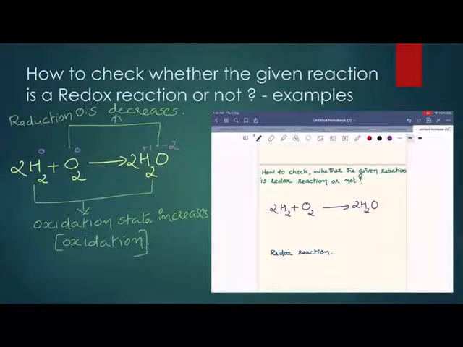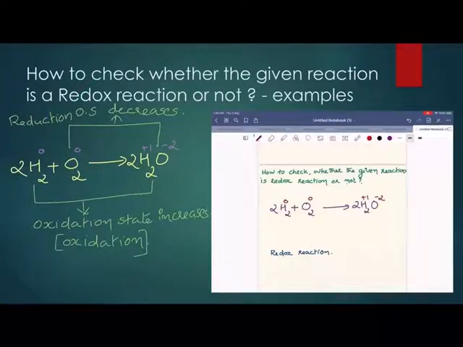Consider this equation: hydrogen reacts with oxygen, forms water. How to check whether this reaction is a redox reaction or not? Very simple. First we have to find the oxidation states of all the atoms present in this reaction. For example, hydrogen in its elemental form has oxidation state 0. Oxygen, oxidation state is 0. Water is a compound, and in a compound oxygen's oxidation state is -2. Hydrogen's oxidation state is +1.